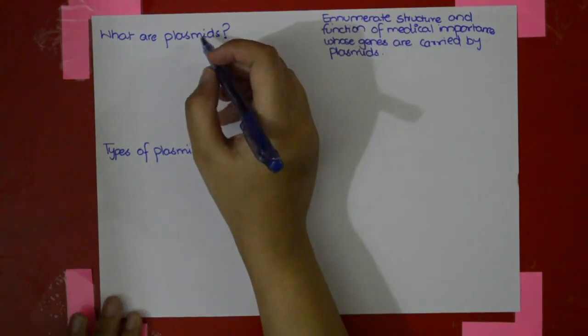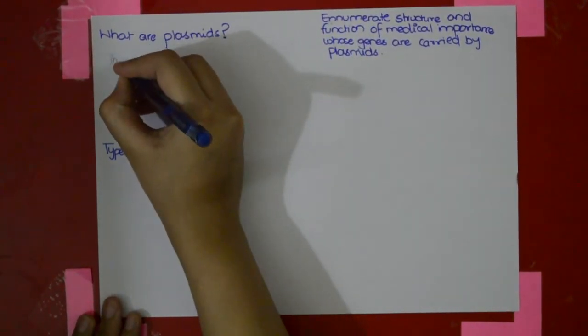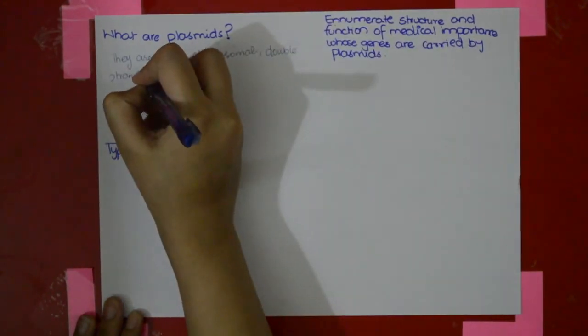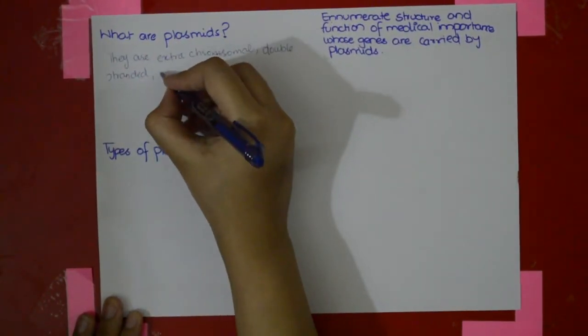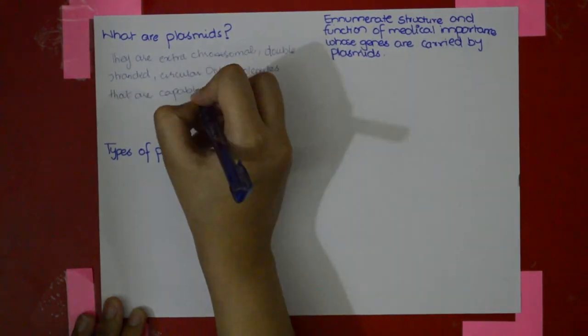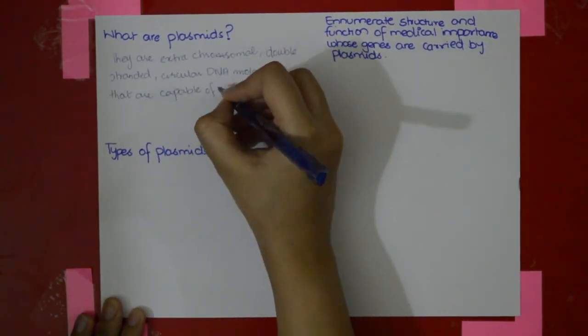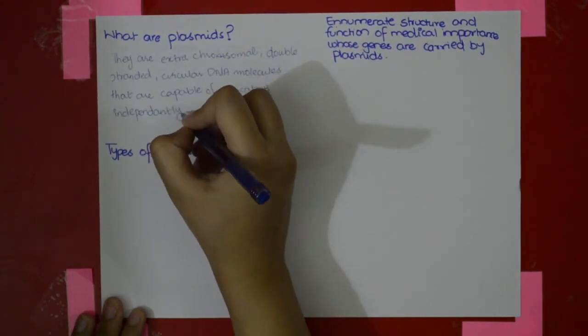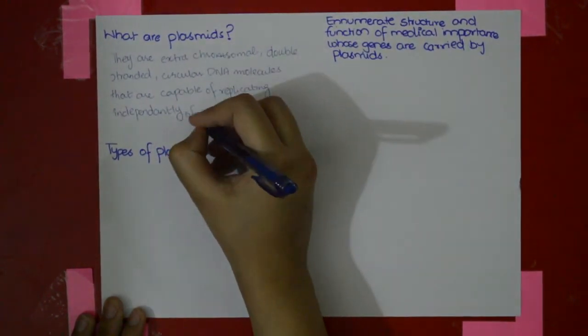So what are plasmids first? They are extrachromosomal, double-stranded, circular DNA molecules that are capable of replicating independently of the bacterial chromosome.